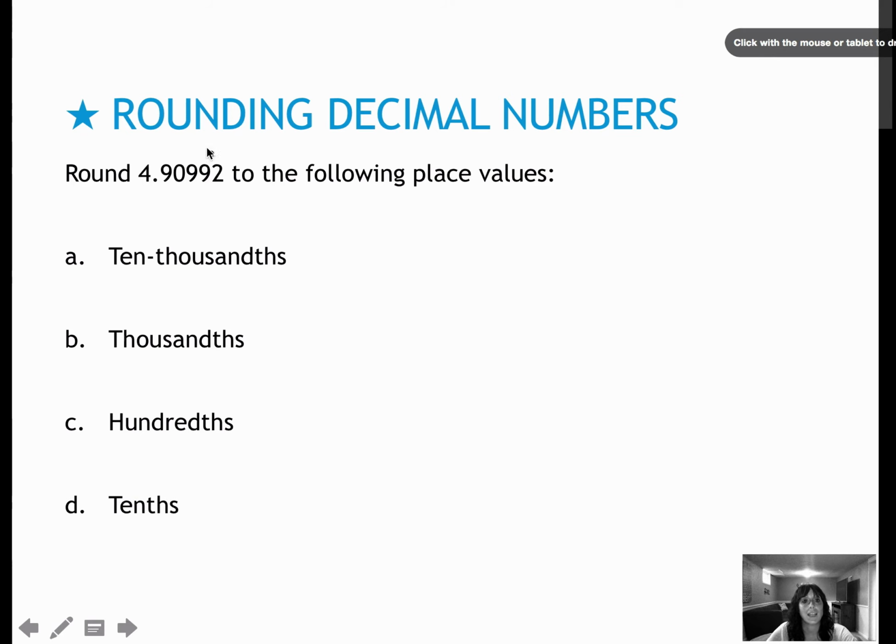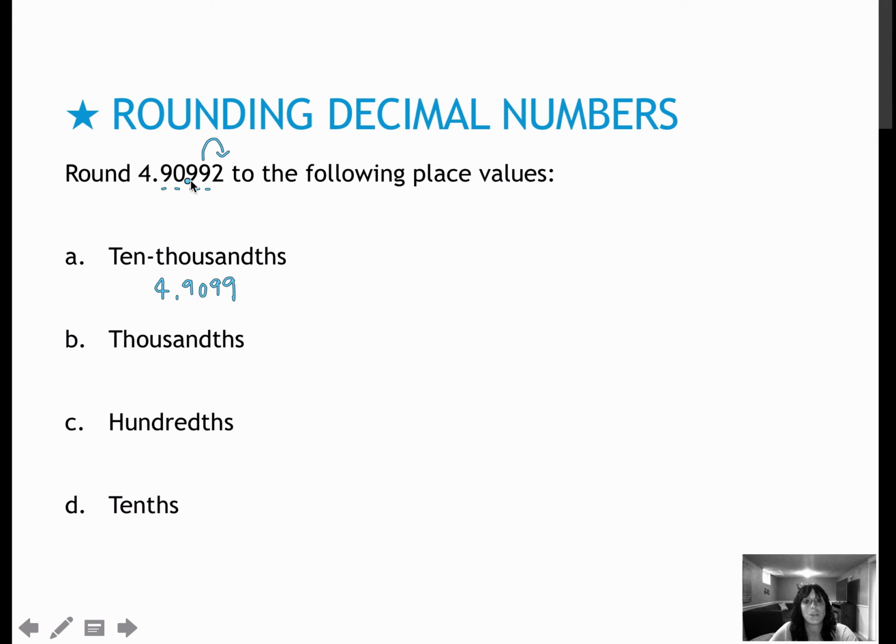First, I'm going to try the 10,000ths, so remember, tenths, hundredths, thousandths, 10,000ths. The 9, I look to the right, that's a 2. The 2 says, nope, you don't need to round up, so 4.9099, that number would stay exactly the same.